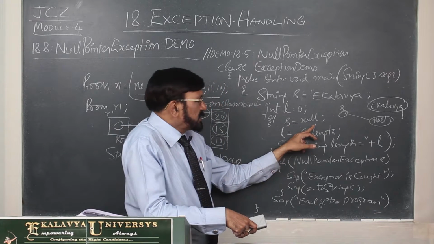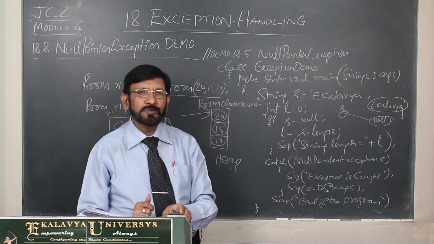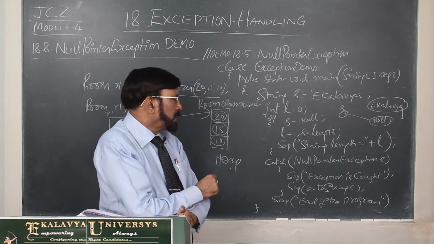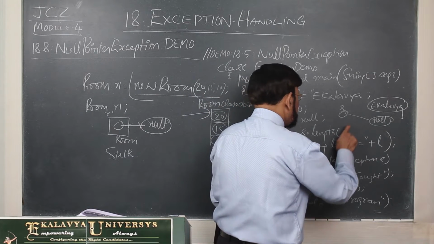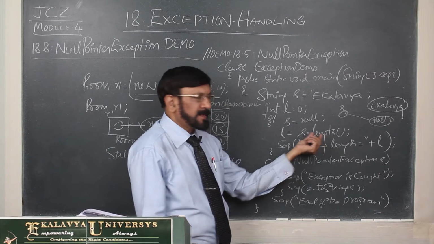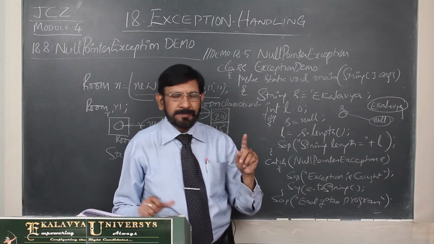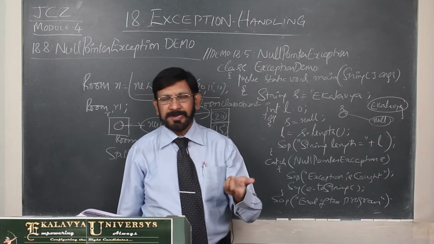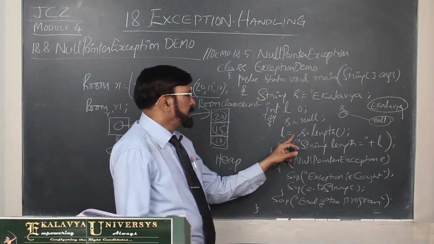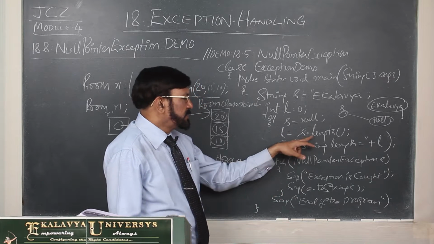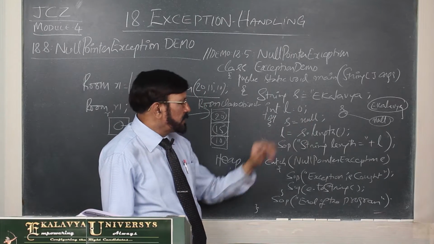Now, as a result of this, S is referring to null, which means we should not use it for any purpose. But here we are using S dot length method. Actually, the String class provides us a length method, which is meant for finding the length of the string, that is, the number of characters in the string. S dot length is equal to L. This statement is correct, but you should not use it, because at this time S is pointing to null.